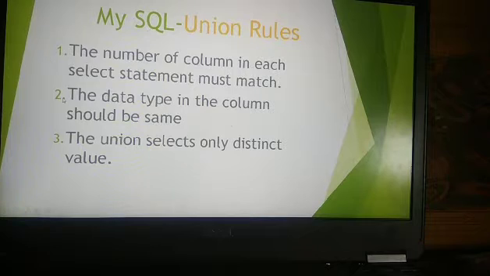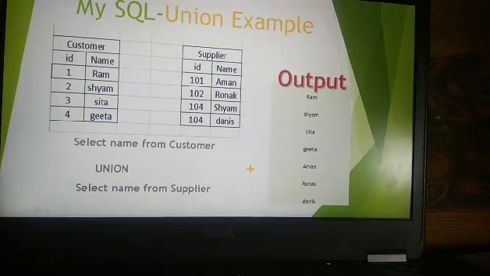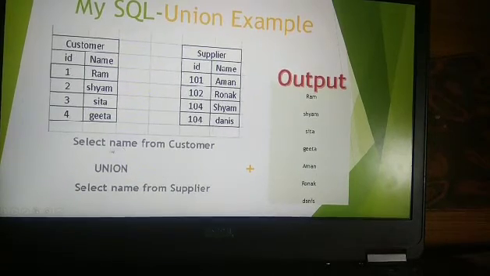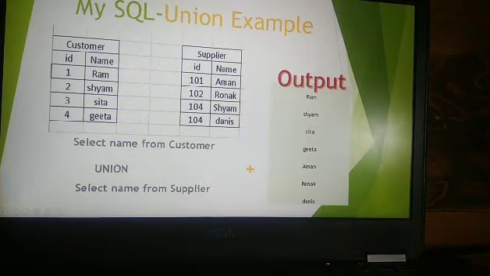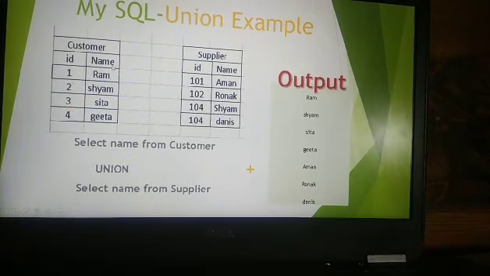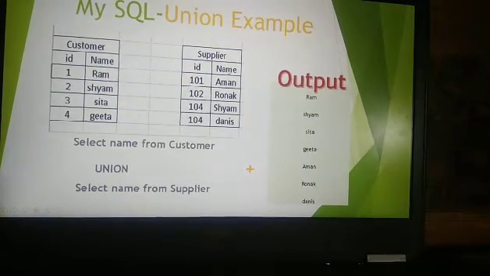Our next rule is the data type of the columns should be the same. Let's see an example. You can see in the SELECT statement we are displaying name. So this name column's data type and the other name column's data type should be the same. Suppose in the customer table you are displaying name and its data type is varchar, then name in the supplier table should also have the same data type. Is it clear?